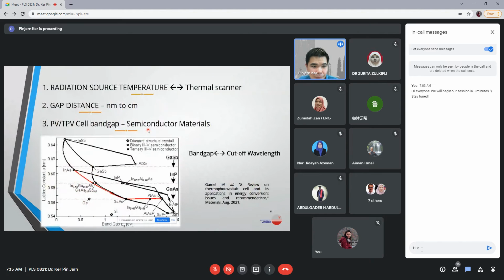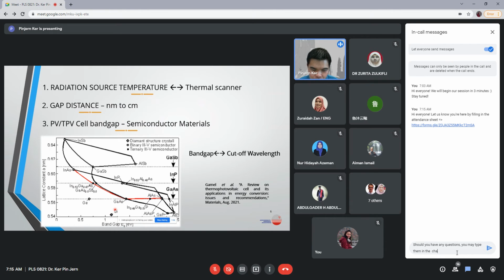Right. I think in terms of radiation source temperature, it is quite straightforward. In terms of gap distance, it is also straightforward. But I would like to elaborate a little bit more on the semiconductor material. When you have silicon, you have a band gap of about 1 eV, 1.1 eV. You can harvest photons up to about 1000, 1100 nanometers.